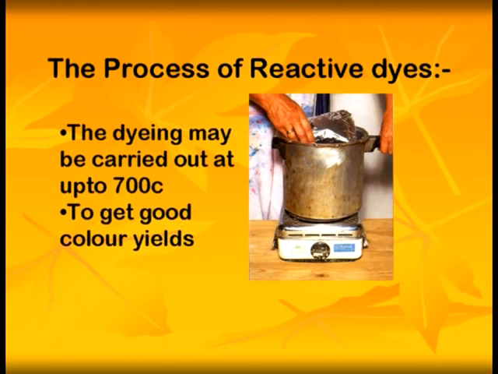The dyeing may be carried out at a higher temperature, up to 70 degrees Celsius, to get better color yield with some of the dyes. Once the dyeing is over, the fabric is taken out and rinsed thoroughly. Then the fabric may be subjected to soaping, washing, and drying.